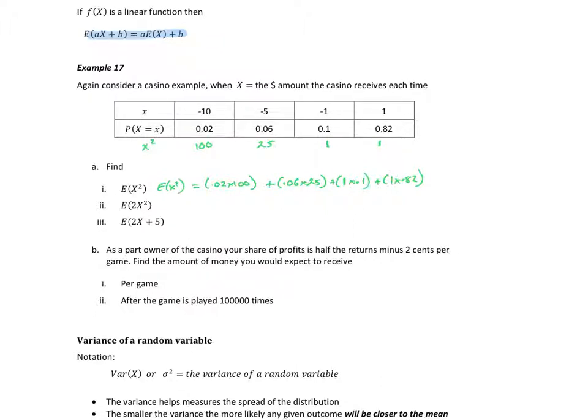What's that? So we'll just add them up. That's 2, 1.5, 0.1, 0.82. So I reckon that's 22.42, I hope.